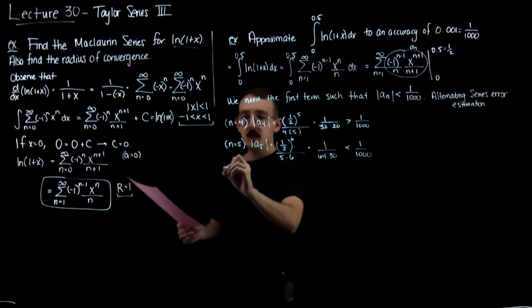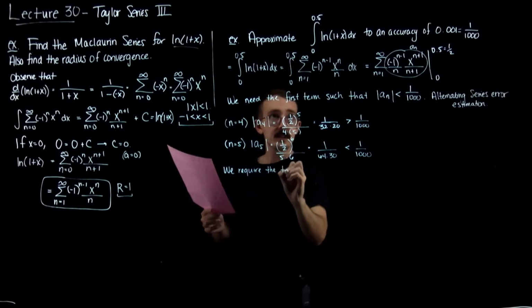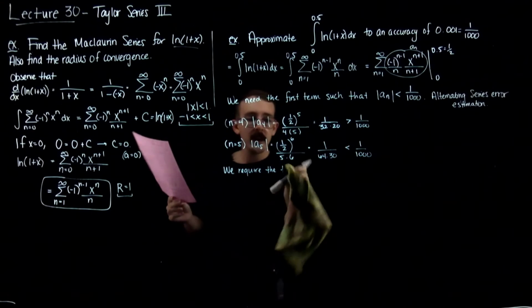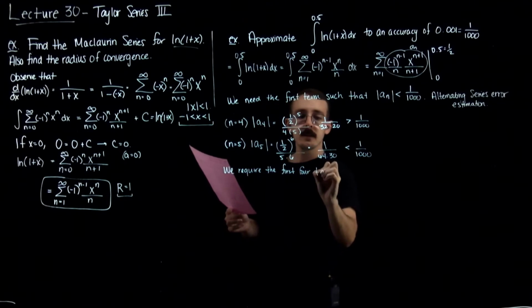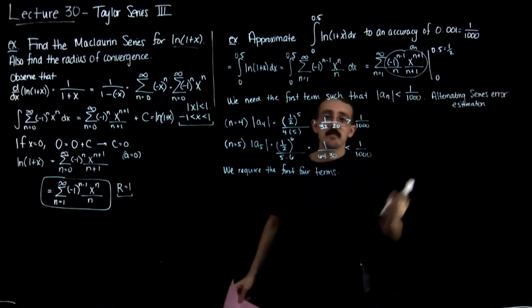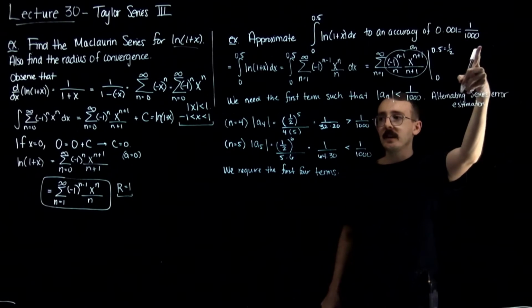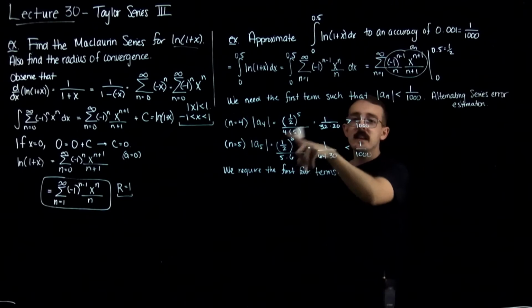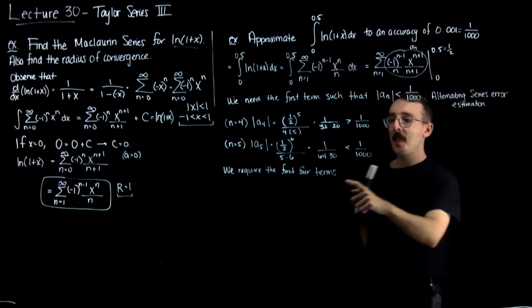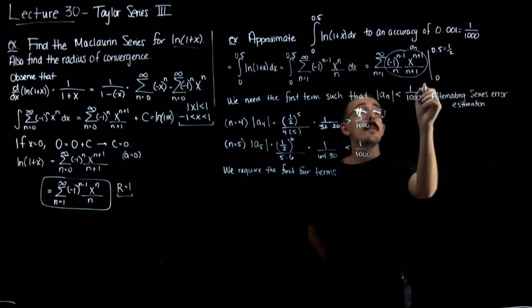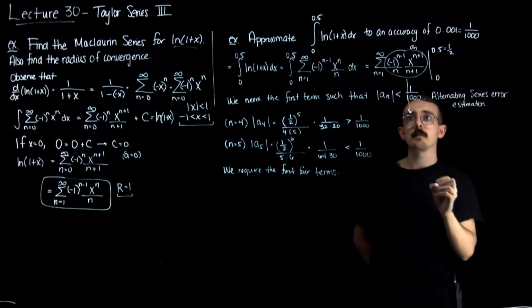So therefore, we require the first four terms. With the first 4 terms, we can get this estimate accurate enough to be within this accuracy right here. So we use the first 4 terms, and then the next term that you get tells you how far off your estimation is. So we need the first 4. That means that I'm going to take this right here, and I'm going to use the first 4 terms.